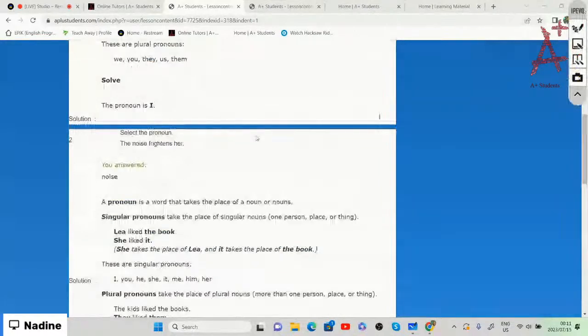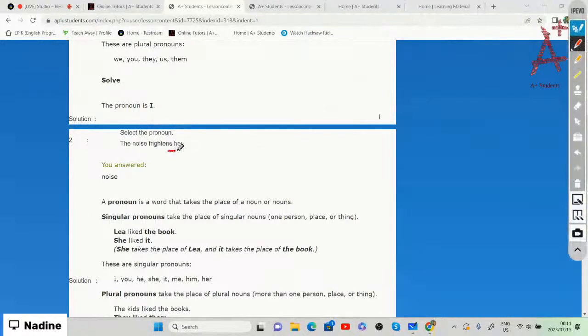The noise frightens her. We need to choose the pronoun within that sentence. And remember, a pronoun is a word that takes the place of a noun or nouns. All right, so we can say her, right? Her refers to a singular pronoun. So instead of saying Jessica or Jane, the noise just frightens her because we're referring to a specific person.